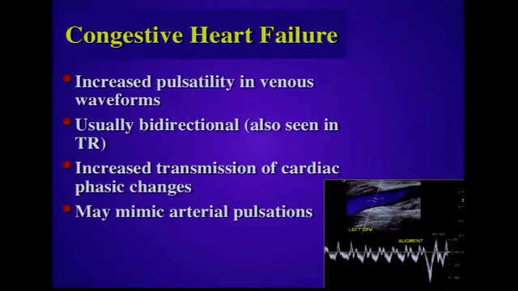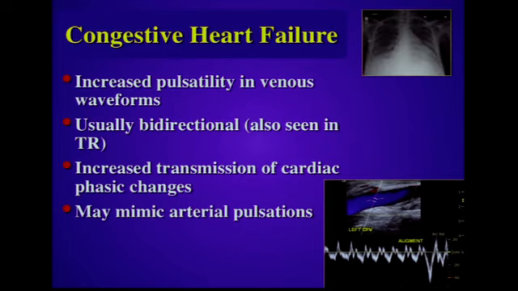Besides seeing fluid in the tissues, congestive heart failure is associated with increased pulsatility in the venous waveforms. As you can see from this image, these waveforms are usually bidirectional. And this finding is also seen with tricuspid regurgitation. This occurs because there is increased transmission of cardiac phasic changes. If you look at the waveform, you can see that it mimics arterial pulsations. So you have to be certain where the sample volume is before making your interpretation of the flow pattern.